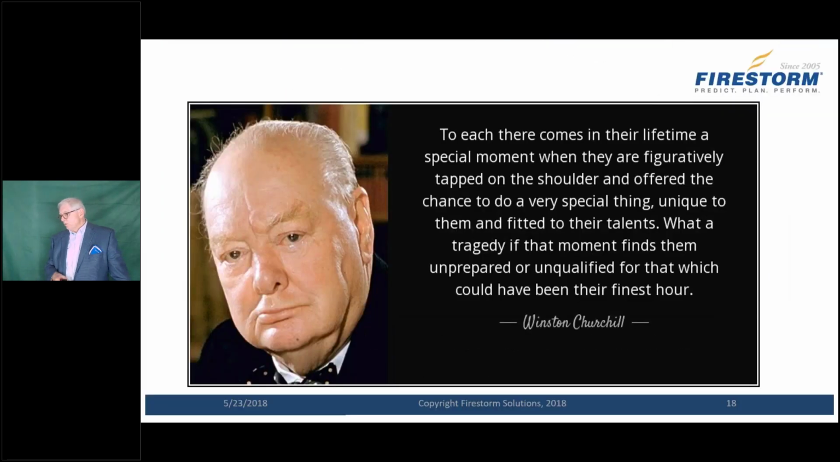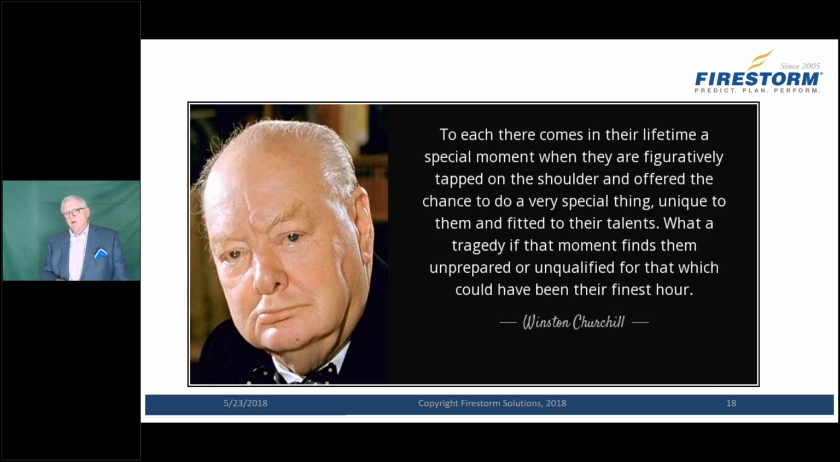Now, I saw last year the movie The Darkest Hour, talking about Winston Churchill. And if you'll read through this quote, it really talks about how it would be a disaster if at that point in time the person who was supposed to lead the response was unprepared or unqualified in what would have been their finest hour. Winston Churchill was a master orator. He used that finest hour comment over and over.